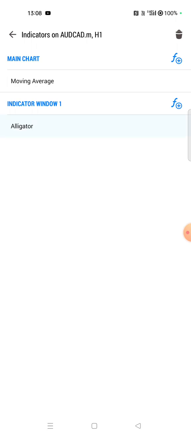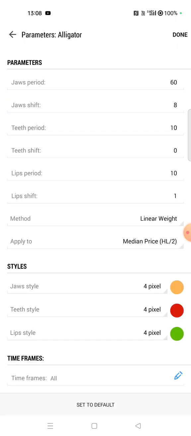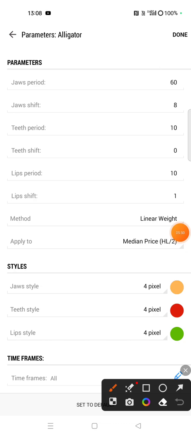The next one is alligator. Here are the numbers and info that you need to take note of. Number 1, the jaws period should be 60. Okay guys, 60. The jaws shift will be 8. The teeth period is 10.